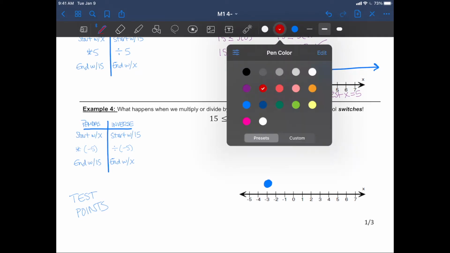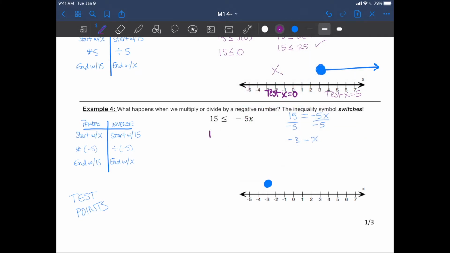Let's see. I used purple last time. Let me use purple. 15 is less than or equal to -5 times 0. That means 15 is less than or equal to 0. Is that true? Nah, it's not true. So that means I'm going to shade the opposite way. It must be true on the other side, and I definitely want to check just in case.